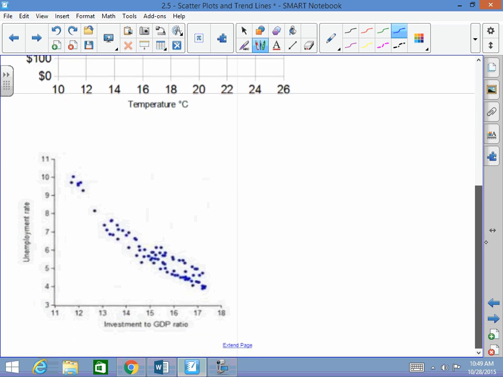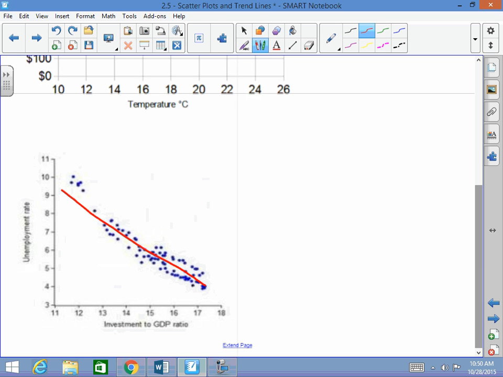If I were to tell you to draw a trend line here, I would say it's about here. Would that be good? I'd accept it, but better would probably be to start from here and go about here. That would be a much better trend line. You're trying to go as close as you can to the middle.